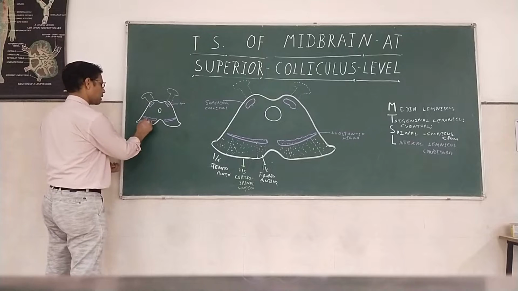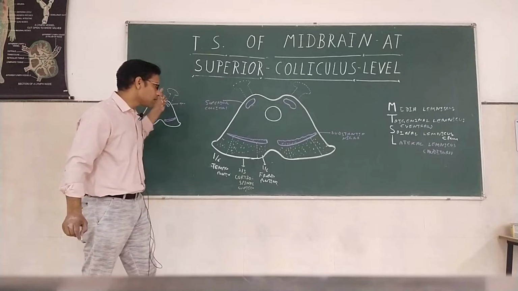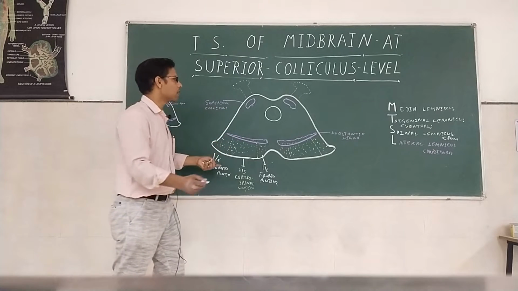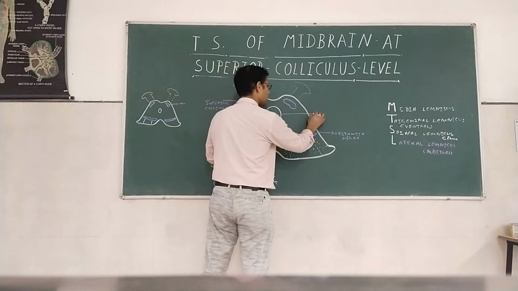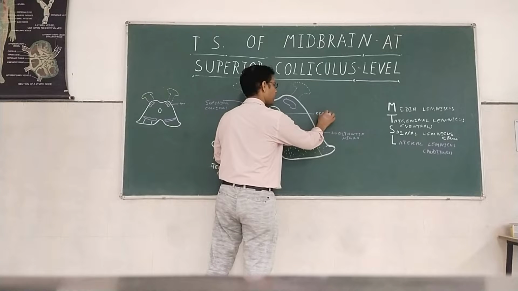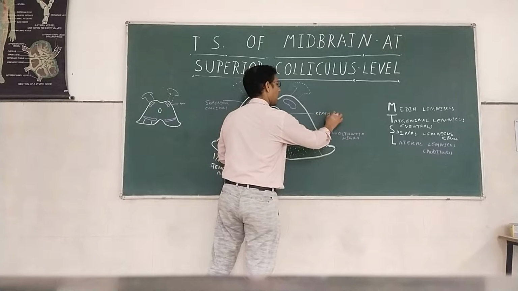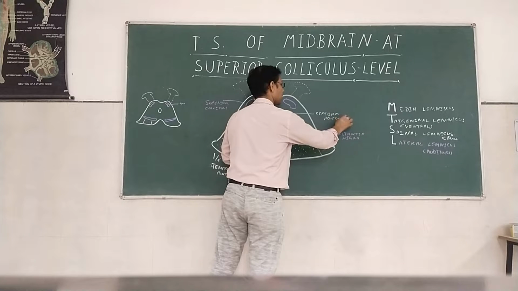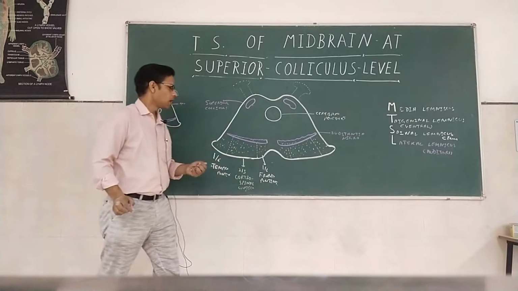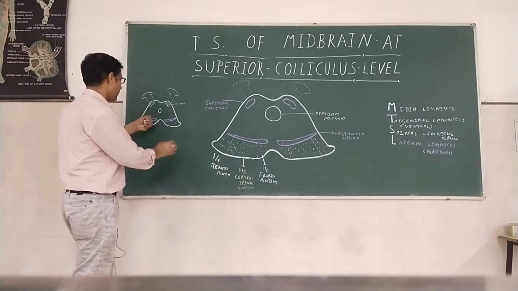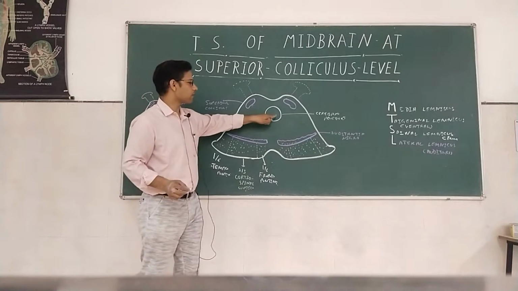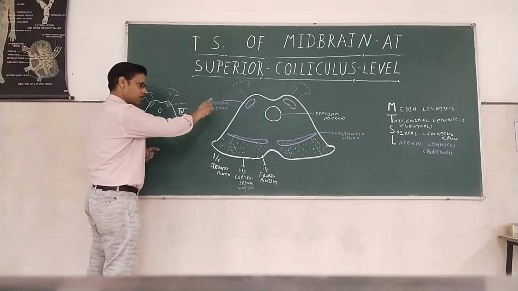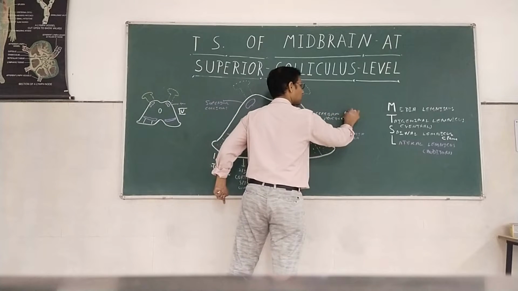That part is similar whether it's the inferior colliculus level or the superior colliculus level. The other thing which is similar is the cerebral aqueduct. The aqueduct is similar here too. Here at the cerebral aqueduct level there was the fourth nerve nucleus. This was associated with the fourth nerve, and this will be associated with the third nerve.